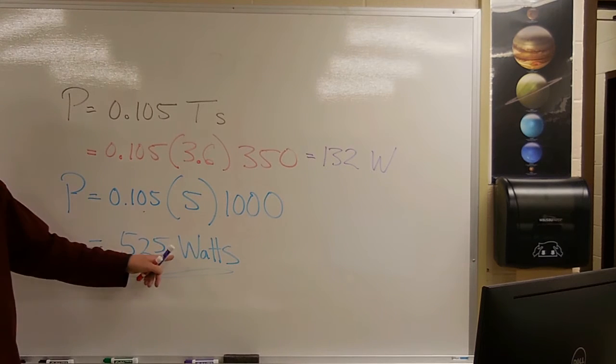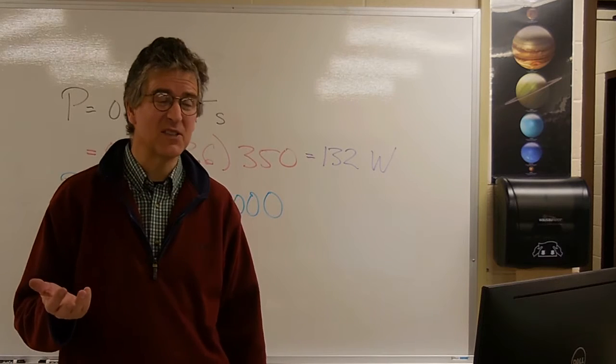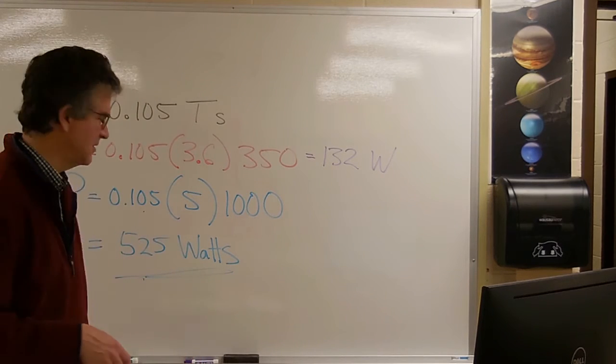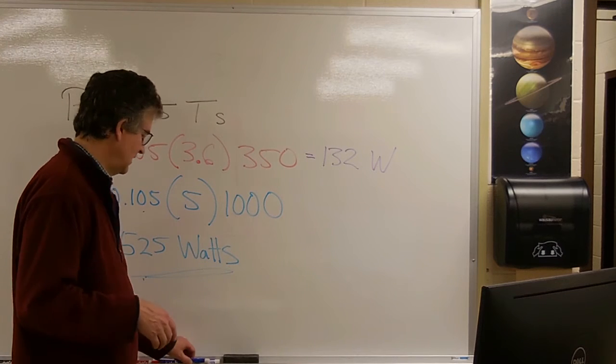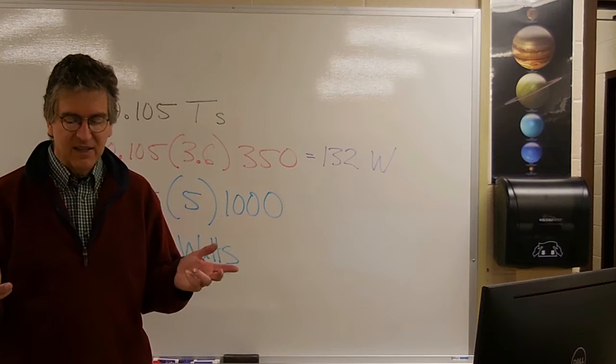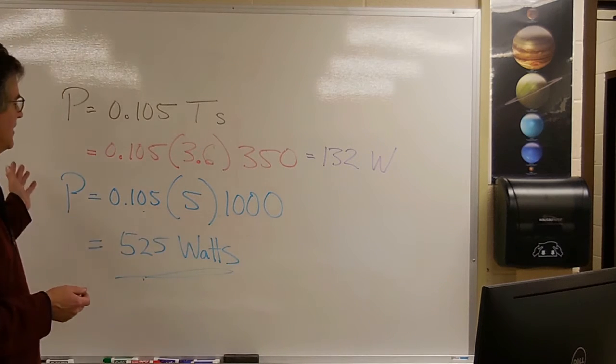Which is a little shy of a horsepower. A horsepower is 746 watts. Google it. 746. Roughly, ballpark figure, 750. So that is Example 10.10. That's the power in a motor.